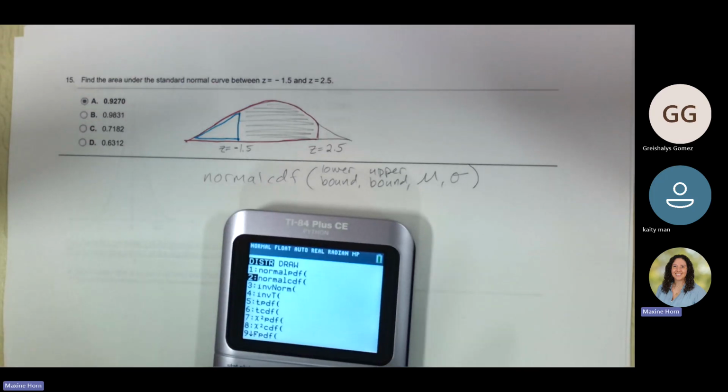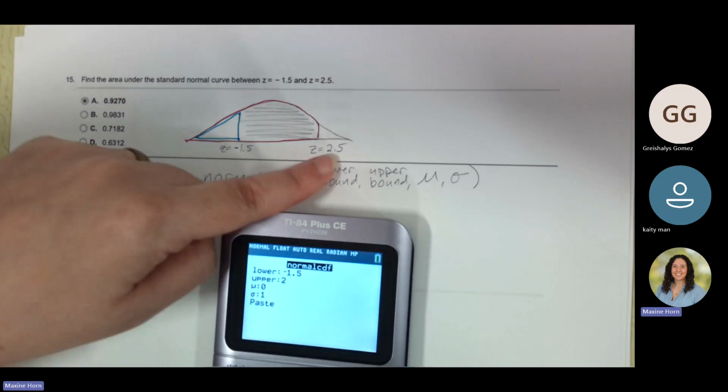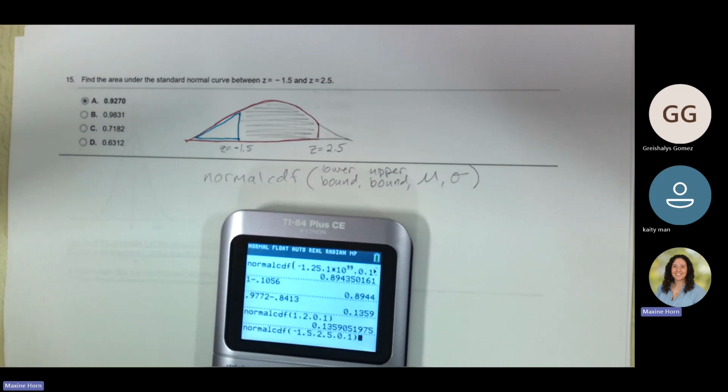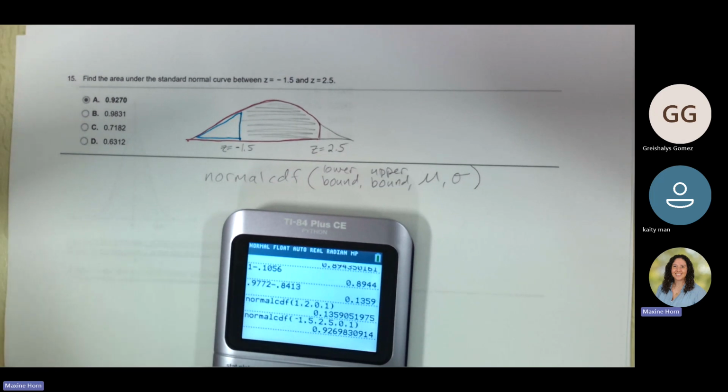Second vars, normal CDF. Lower bound is negative 1.5. Upper bound is 2.5. 0 and 1 for my mean and standard deviation. And there we have it.